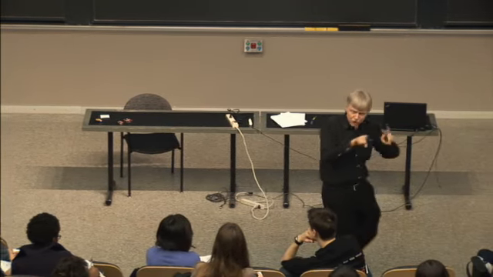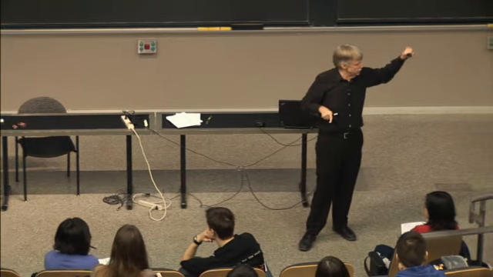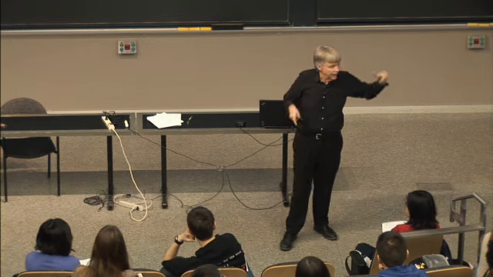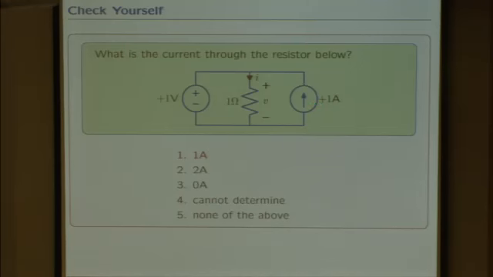Generally speaking, that's not enough to solve for voltage and current. Voltage and current is like two unknowns. Each element relationship is one equation. So the current source gets to say current equals X, current equals 1 amp. Doesn't get to tell you what the voltage is.